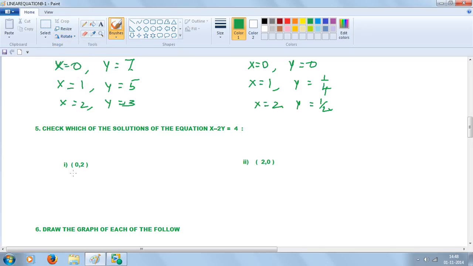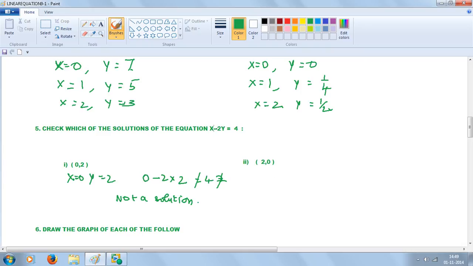Here the x value is 0, x is equal to 0, y is equal to 2. We apply the equation: 0 minus 2 multiplied by 2 is equal to 4? No, it's not correct. Minus 2 times 2 becomes minus 4. So it's not satisfying the equation, so it is not a solution.